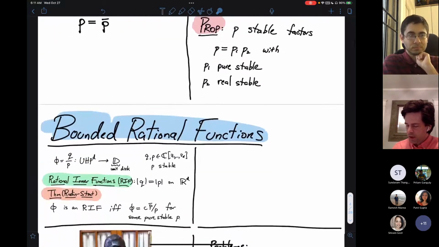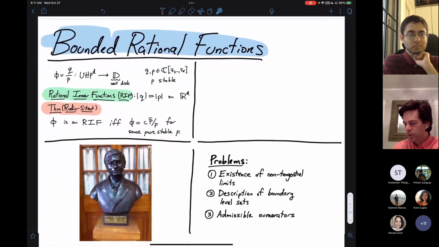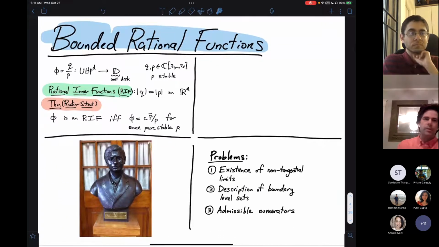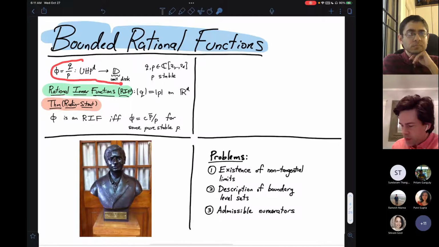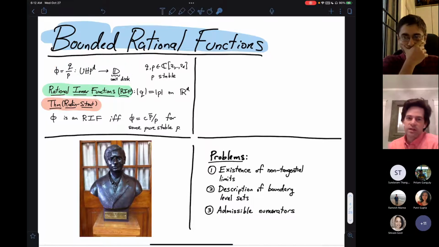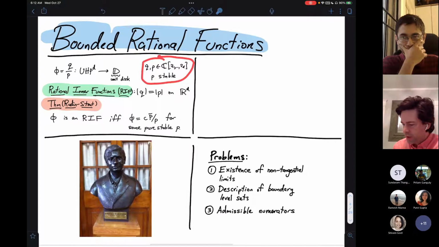Okay, and so this talk is about using stable polynomials to study bounded rational functions. So I guess the definition there is pretty self-evident. It's a rational function on the product of upper half planes, let's say, that maps into the unit disk, for instance. And so it'll be two polynomials, Q over P, where P is stable to make it analytic.